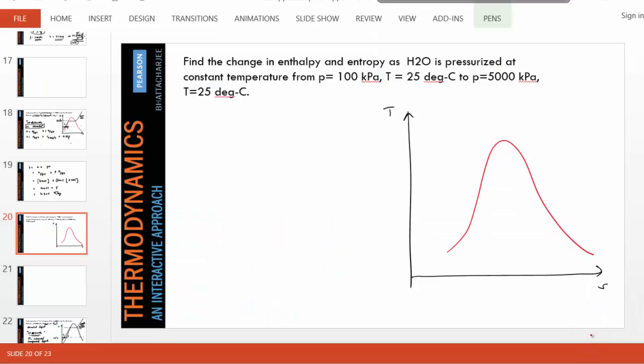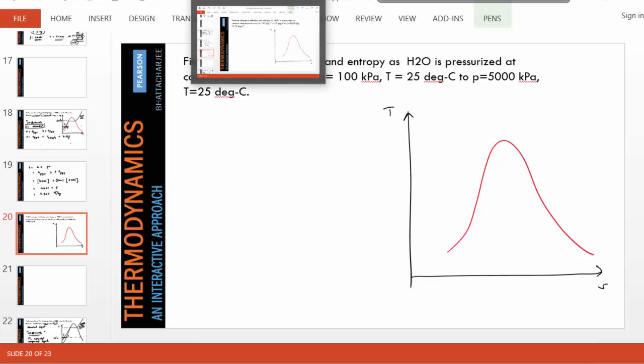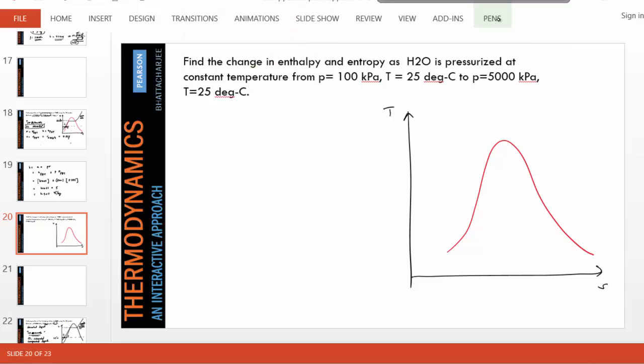Okay, so this is our final problem in this series. We have to find the change in enthalpy and entropy of liquid water. Well, of course, it's not given it's liquid, but as the water is pressurized from 100 kPa to 5000 kPa. So we start by drawing a constant pressure line at 100 kPa and let's say 5000 kPa.